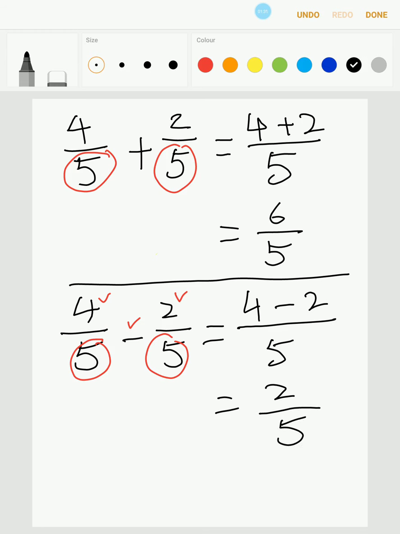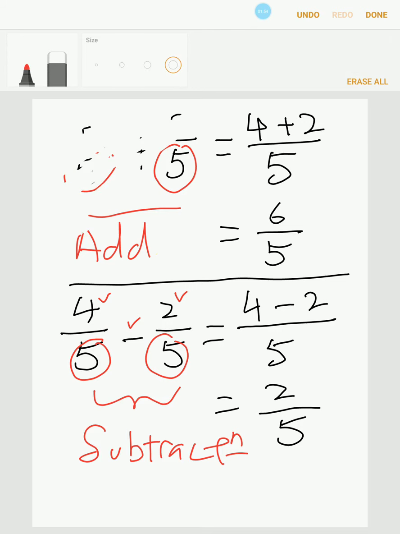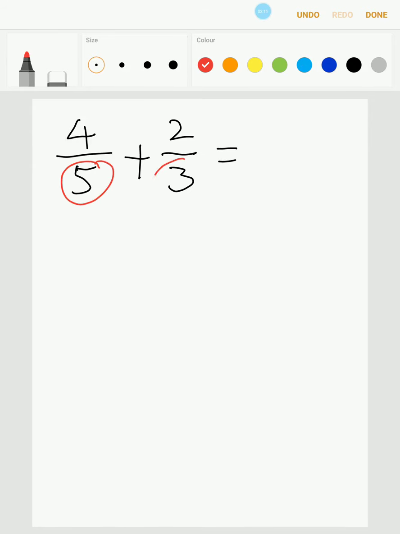Okay, so this is how we do addition, and then this will be subtraction of fractions. Now how about different denominators? What do we do? Okay, so let me erase everything. Good. The first thing we do, using the same example, is 4 over 5 plus 2 over 3. We all know what to do here, right? We have to change the denominator to be the same.